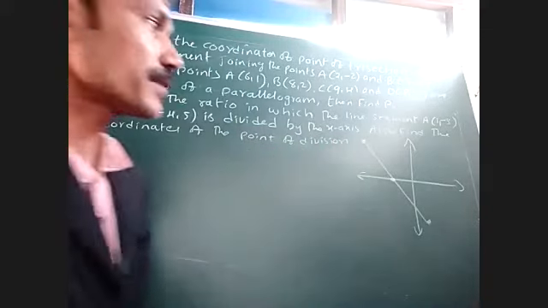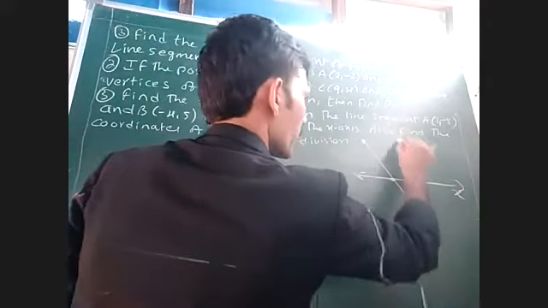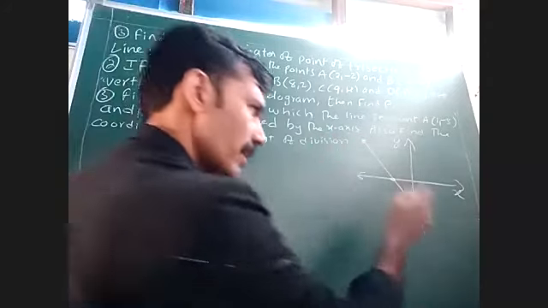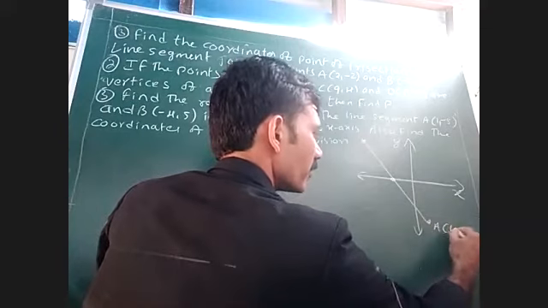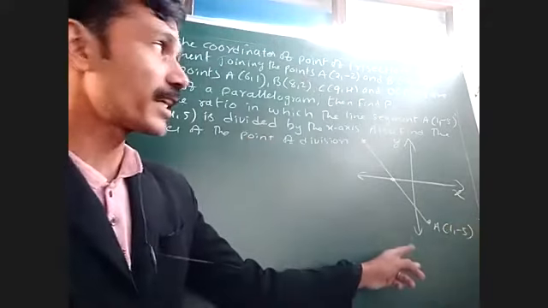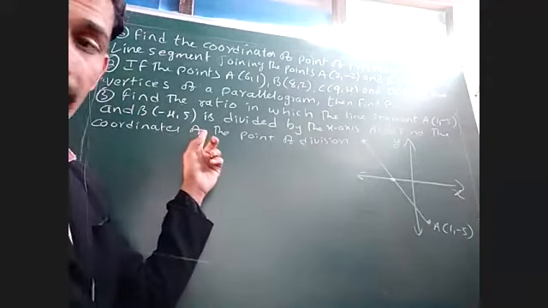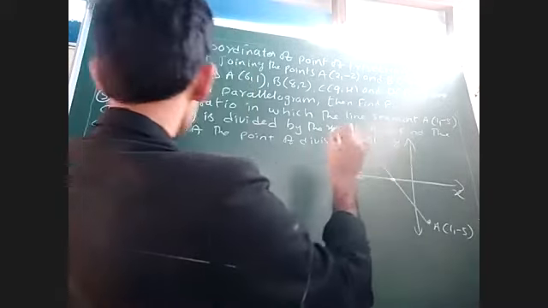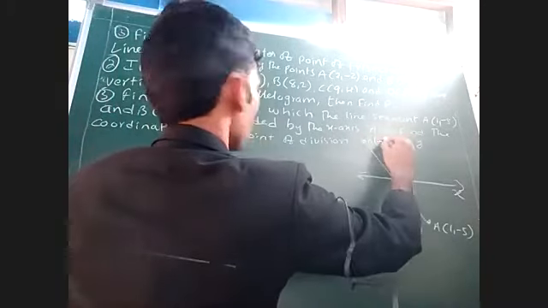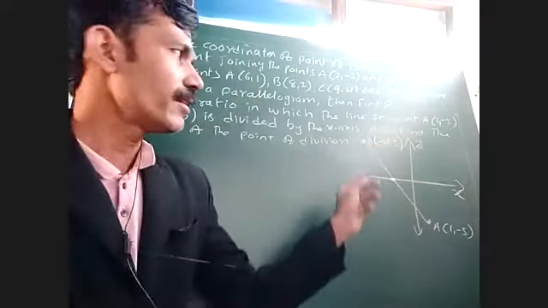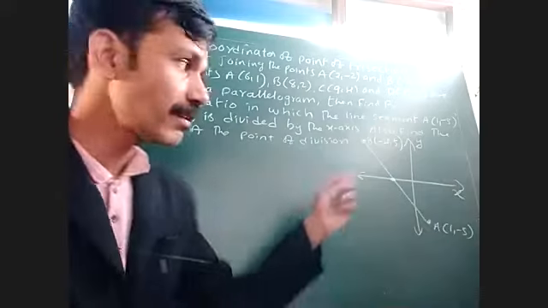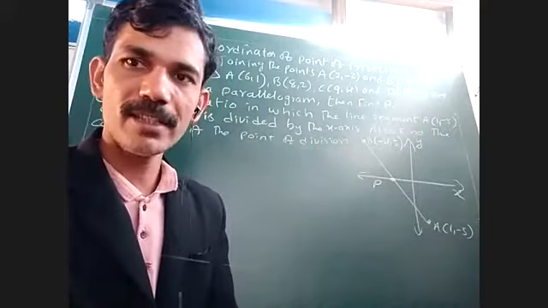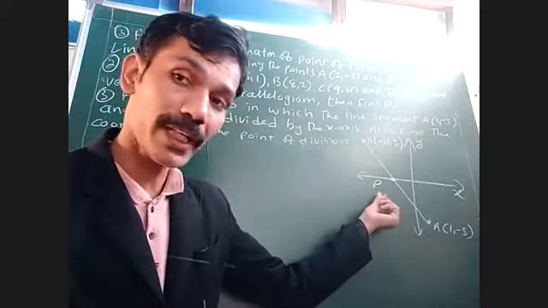Here, horizontal line is the x-axis, vertical line is the y-axis. The point (1, -5): x is positive, y is negative, so it will be in the fourth quadrant. That first point A (1, -5) is in the fourth quadrant. Another point B (-4, 5): x is negative and y is positive, so it will be in the second quadrant. This is B. We have to find a point on the x-axis which divides the line segment joining AB, in what ratio it is dividing, and also we have to find the coordinates of this point.